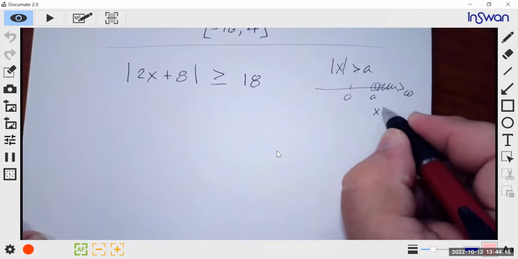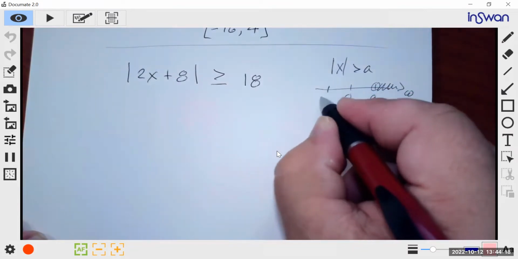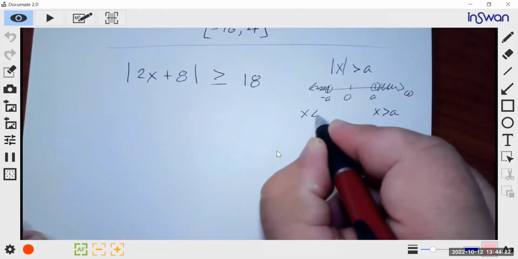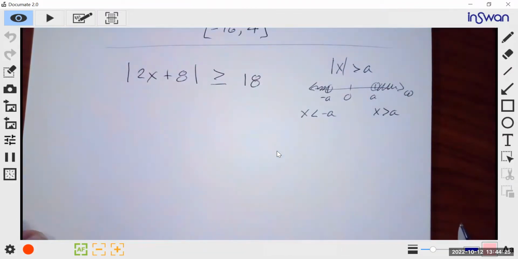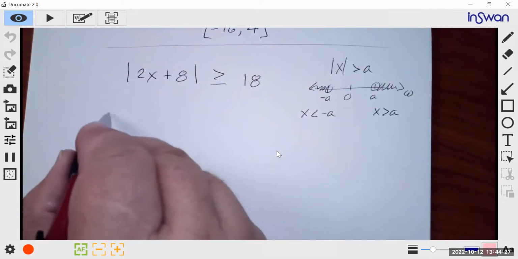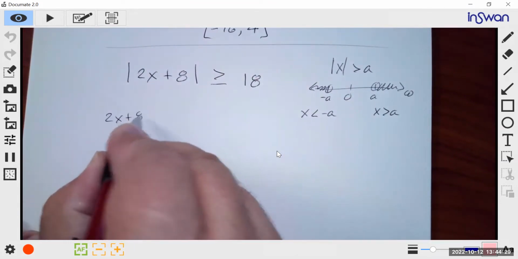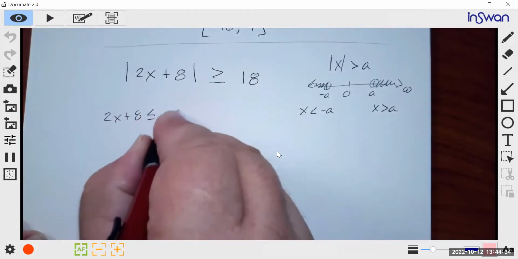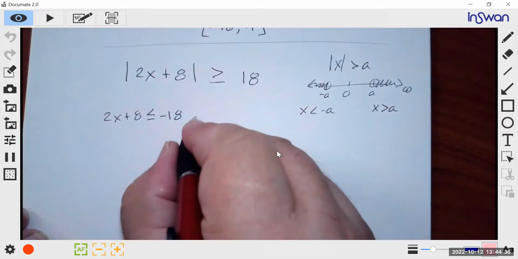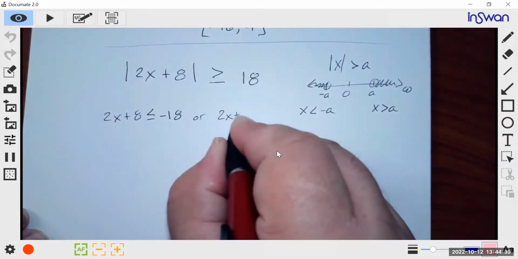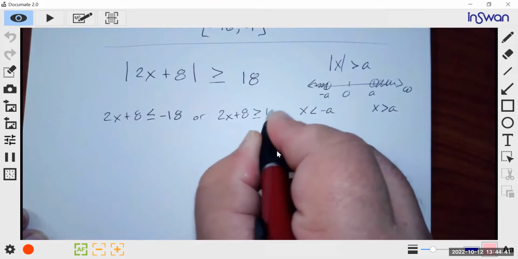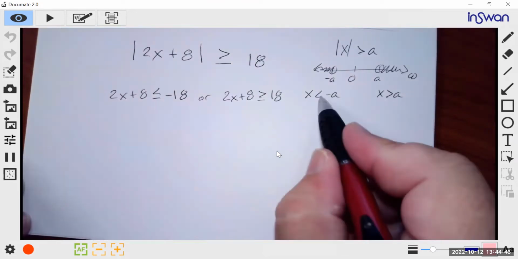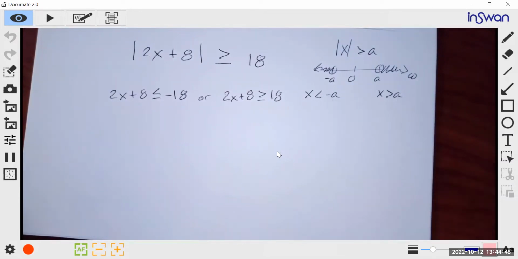So x is bigger than a. Or if it's negative a, it has to go away from 0. So x is less than negative a. So we have 2x plus 8 is less than or equal to negative 18, or 2x plus 8 is greater than or equal to positive 18. We have to look at both directions. Has to be less than negative a or greater than positive a.